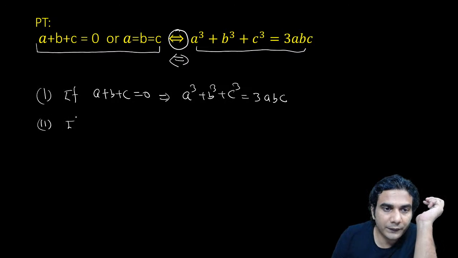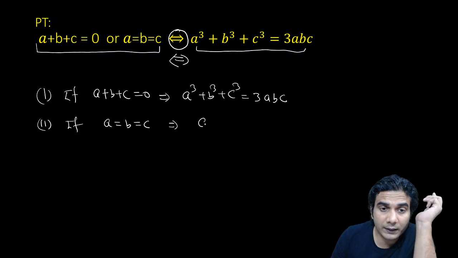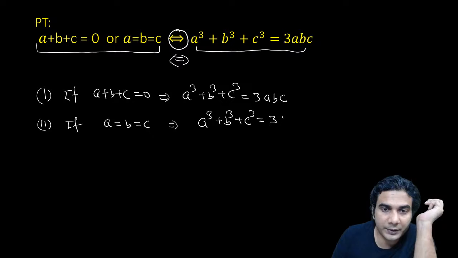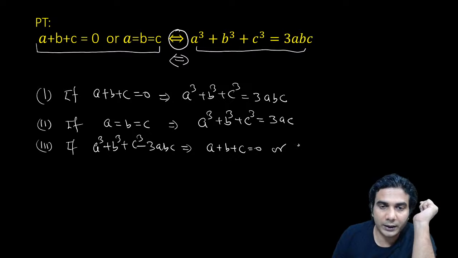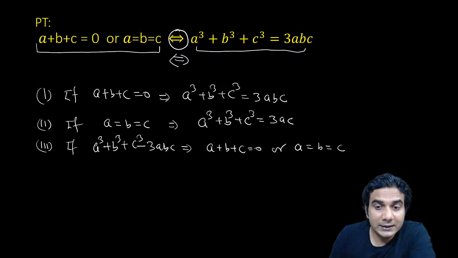Second, if you have a is equal to b is equal to c, then also you can immediately write a cube plus b cube plus c cube is equal to 3abc. Third, if you have a cube plus b cube plus c cube is equal to 3abc, then you will write either a plus b plus c is equal to 0 or a is equal to b is equal to c. So you can't say either the first or the second for certain.